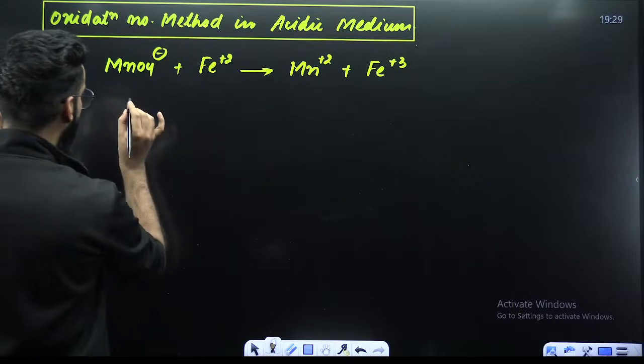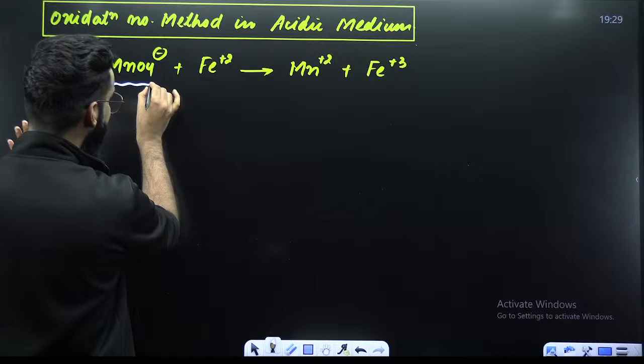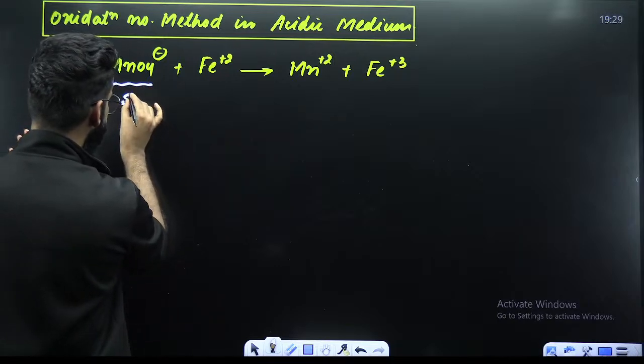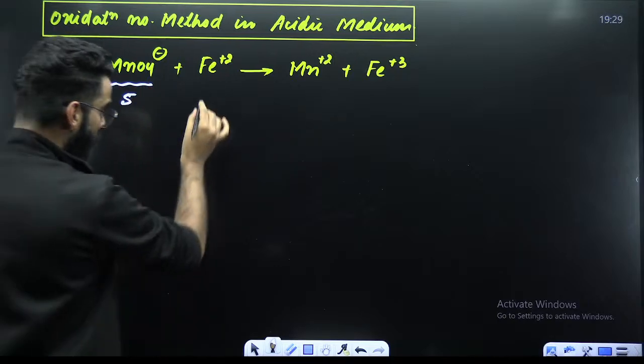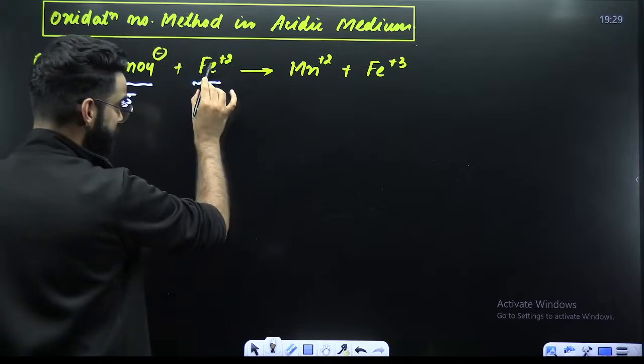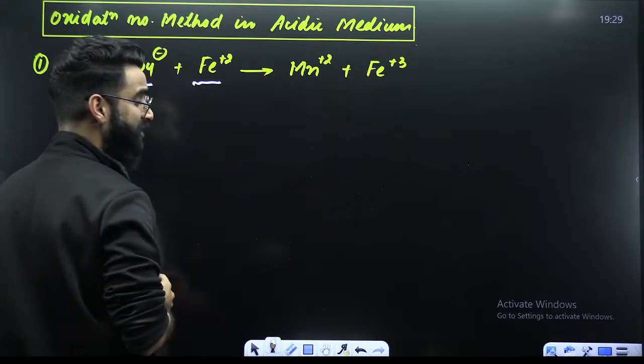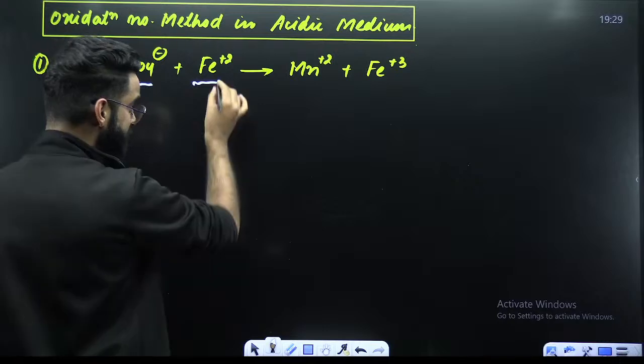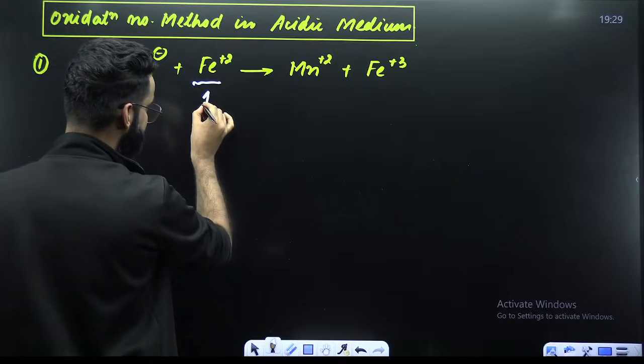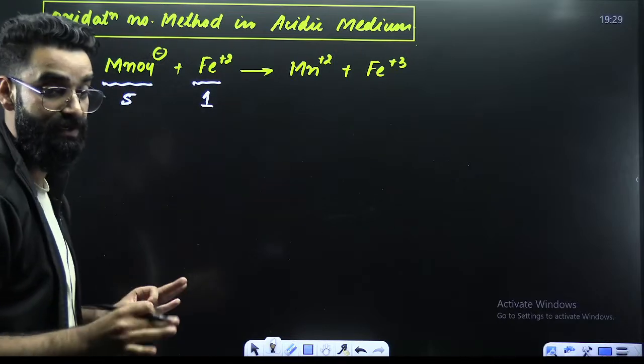We have got MnO4 negative. What is its n factor? N factor here is 5 because it's participating in acidic medium. What is the n factor of Fe di positive? Plus 2 to plus 3. What is the change in oxidation state? 1. 1 is the change for one atom. I've got only 1, so its n factor is 1. So I calculated the n factors of reactants.